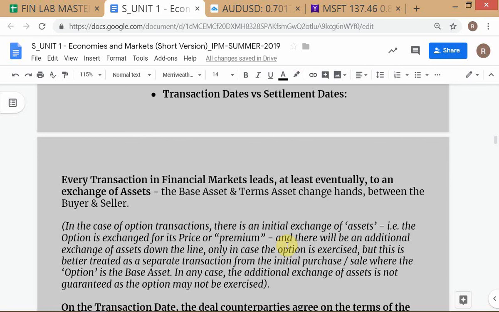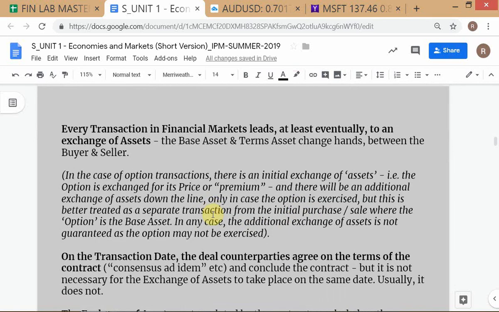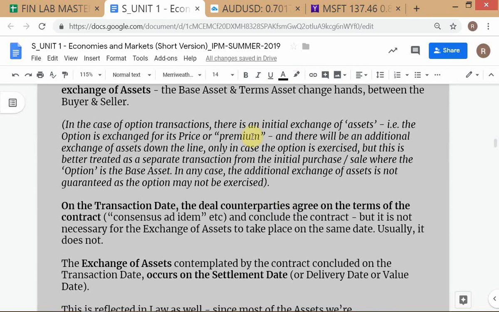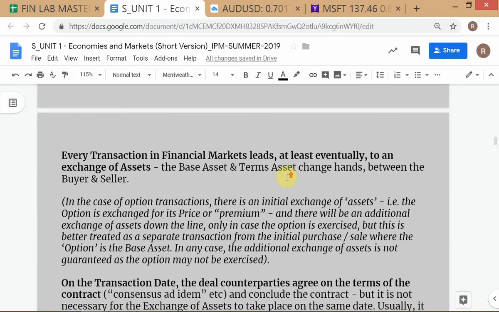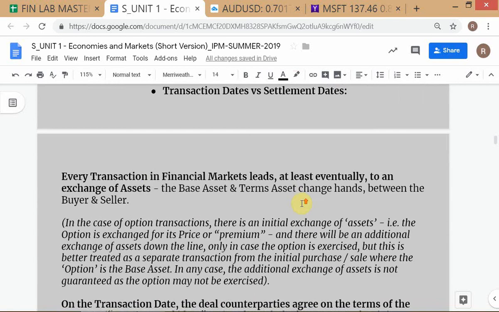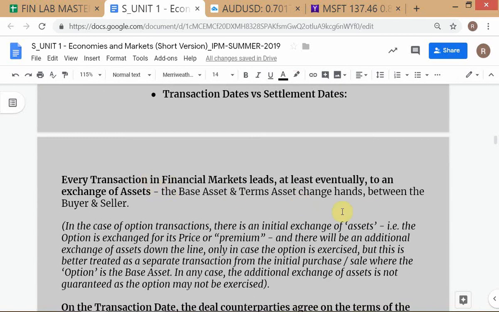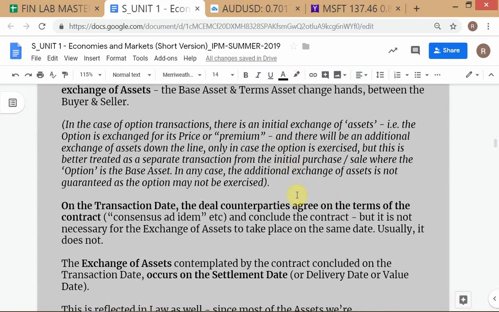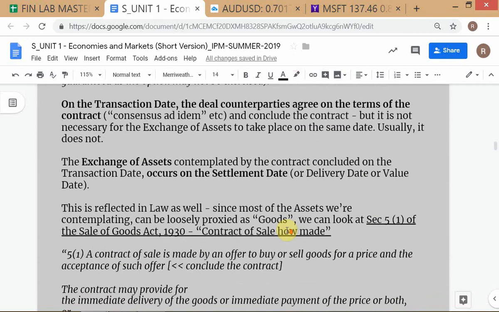One month later, when he actually delivers the pieces of furniture and I pay him cash, that is called the settlement date. A settlement date is the date on which the assets are actually exchanged. Sometimes we also call it a value date. All this is written in your notes, so there's no need to worry about this at this stage. Every transaction will lead, at least eventually, to an exchange of assets, because every transaction is a contract to exchange assets. The italics part you can forget about. It's just meant to cover the case of options. Is this clear? Read this.